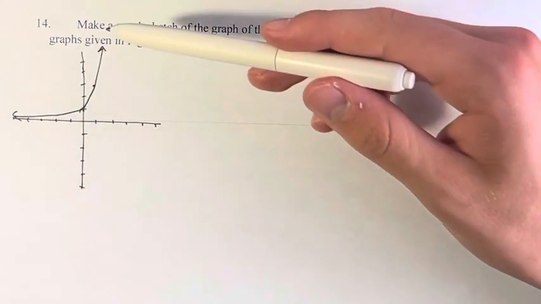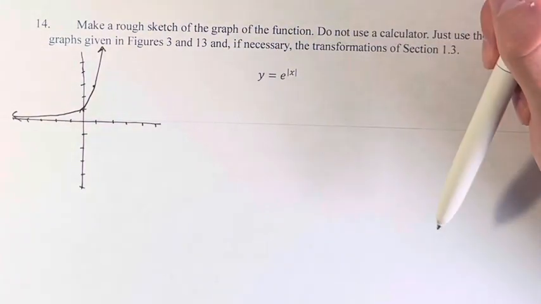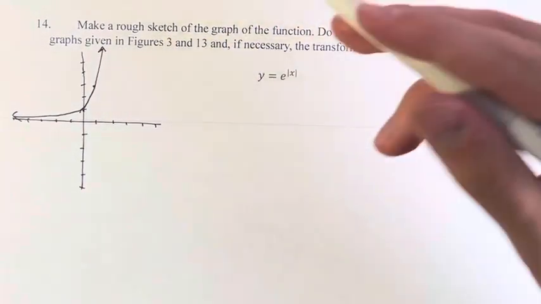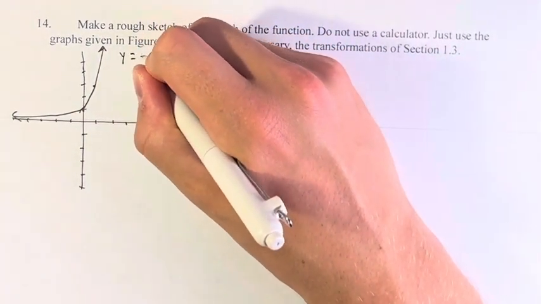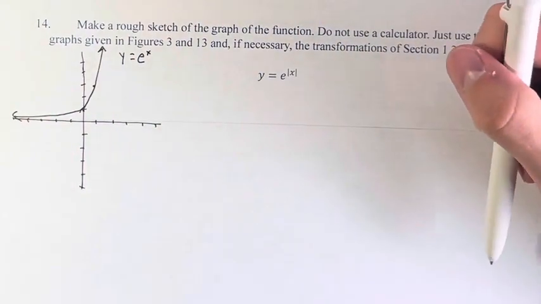In this problem, we're asked to make a rough sketch of the graph of the function y equals e to the absolute value of x. We're not going to use a calculator, just use the graphs given in figures 3 and 13. Here we have y equals e to the x, and if necessary, use the transformations of section 1.3.